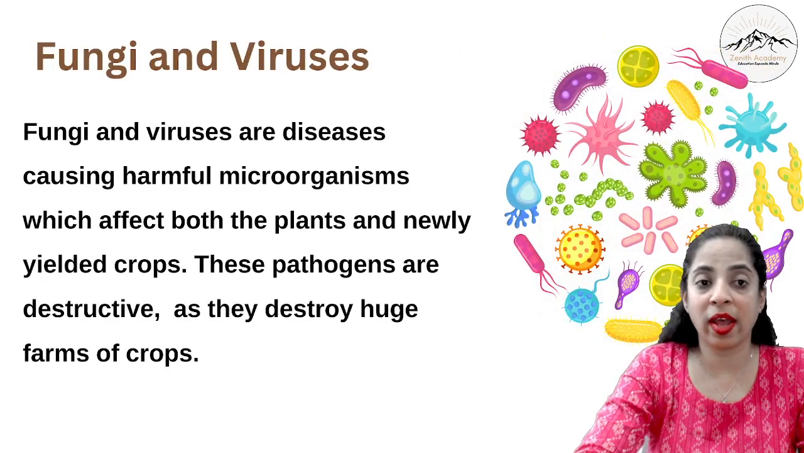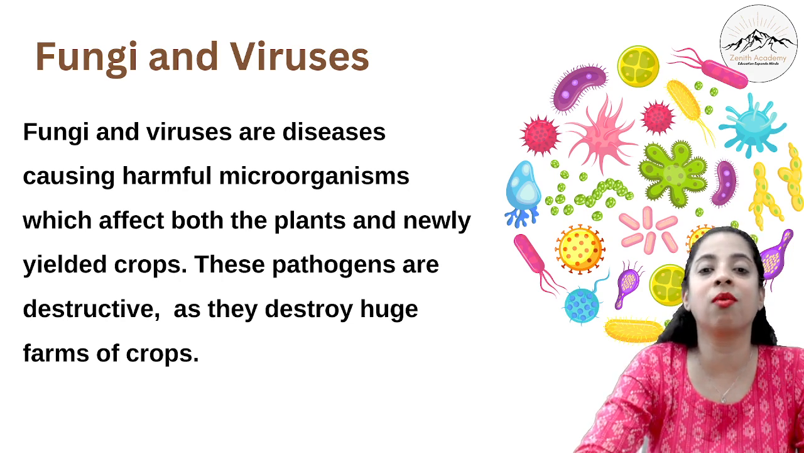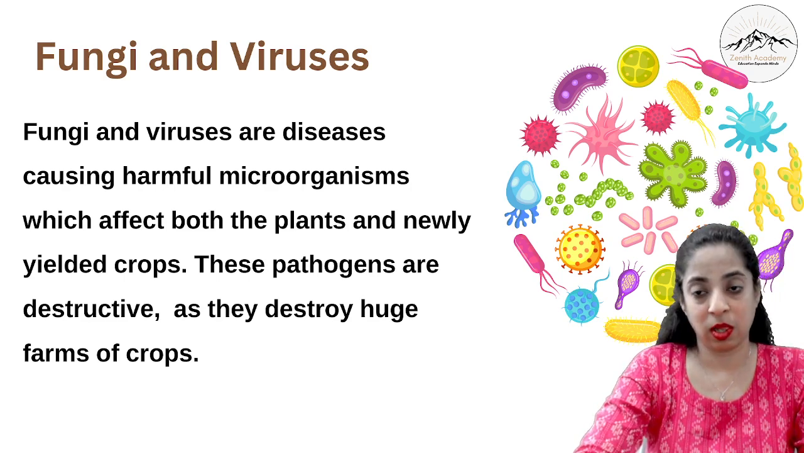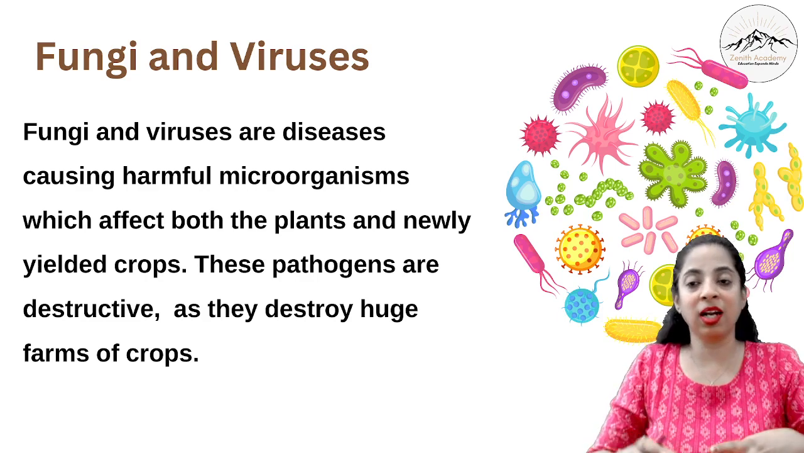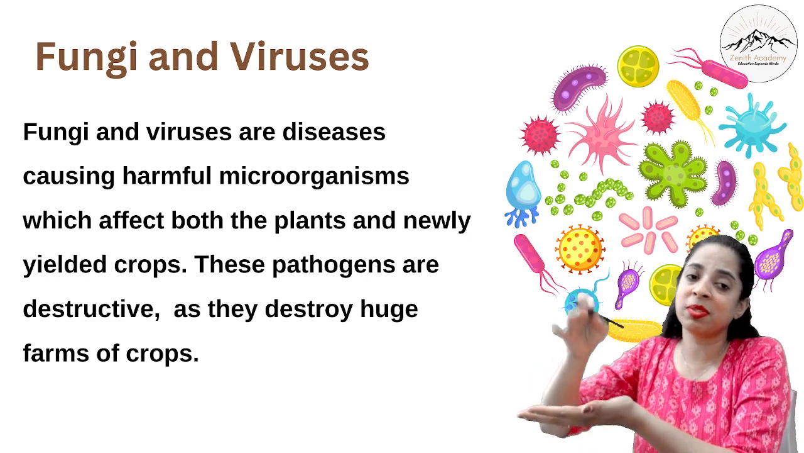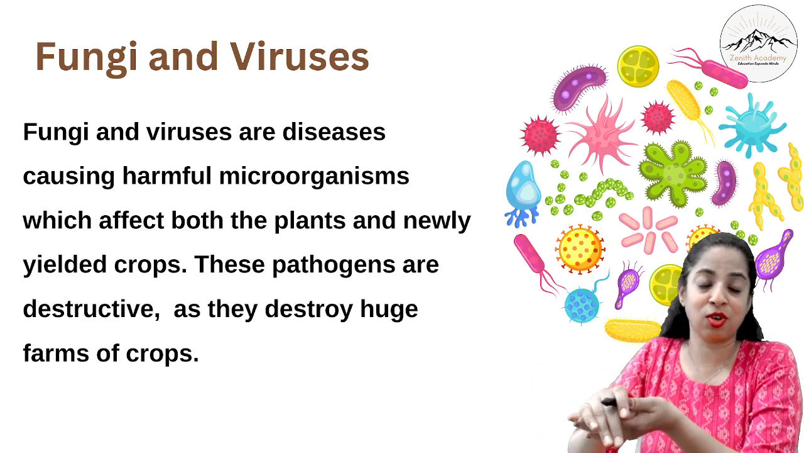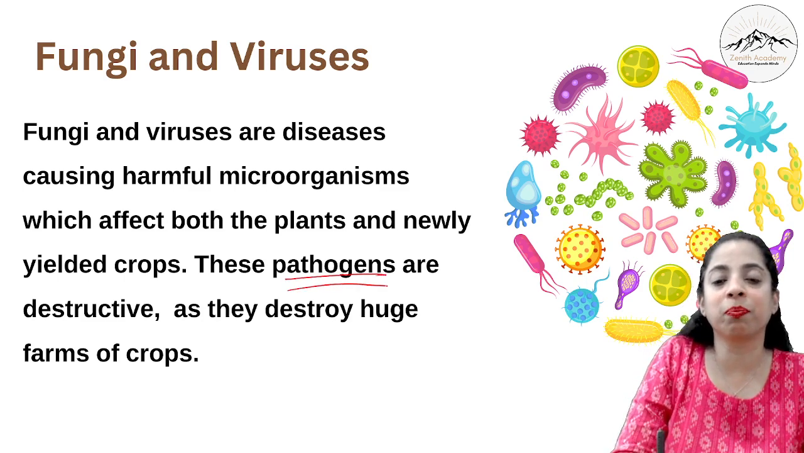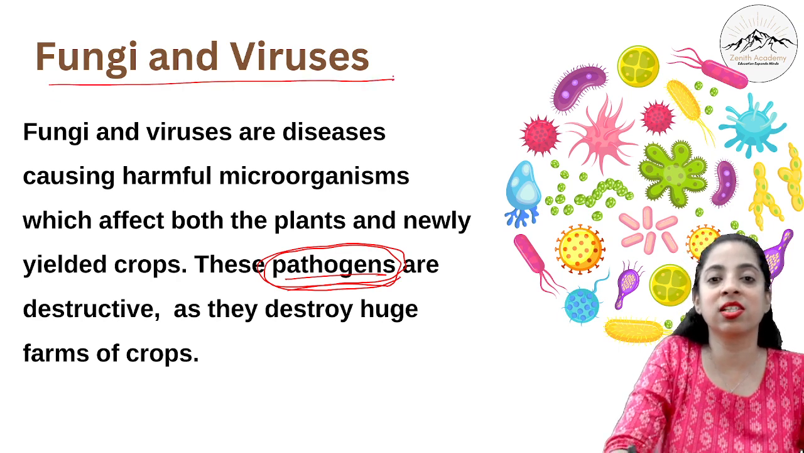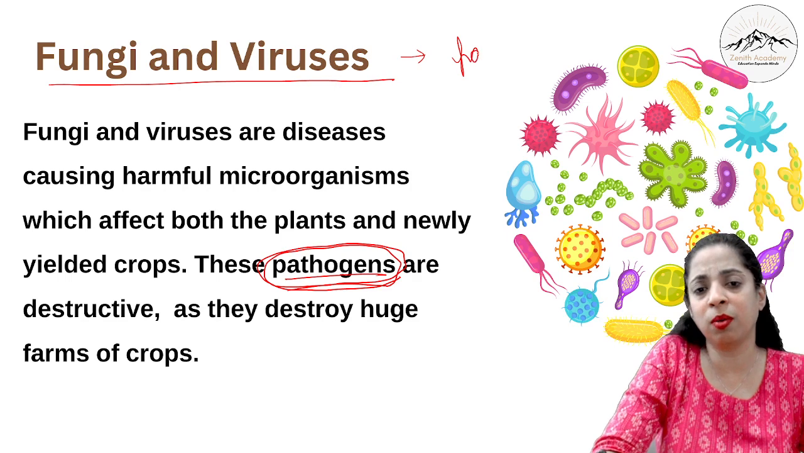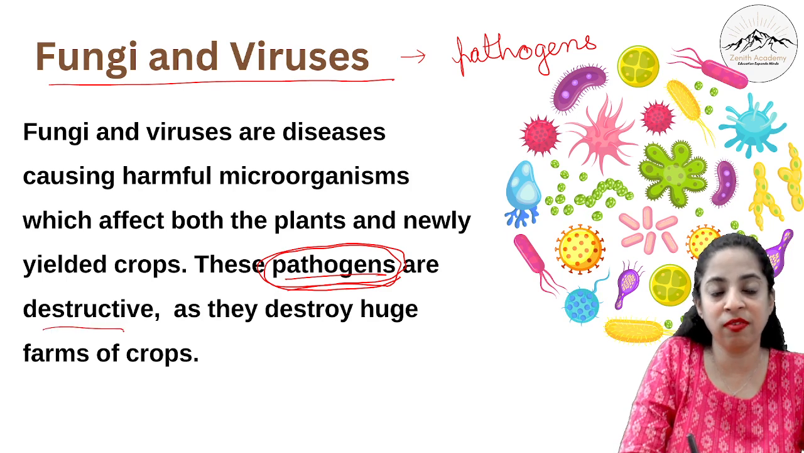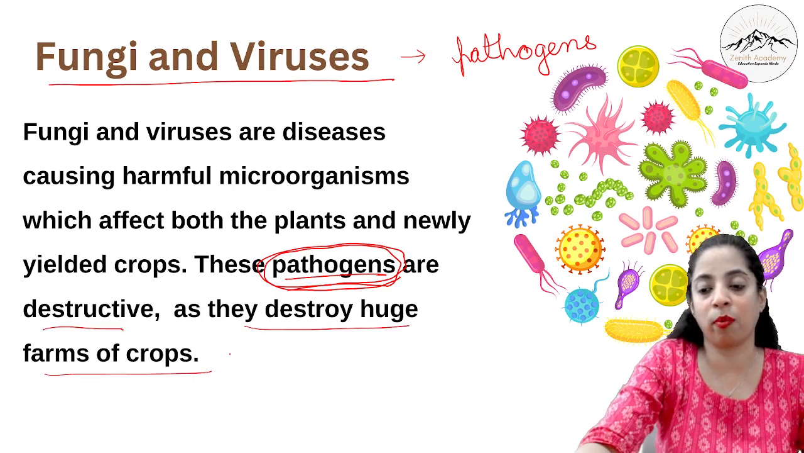Now fungi and viruses. Fungi and viruses are disease causing harmful microorganisms which affect both the plants and the newly yielded crops. So they can affect the plant when it is growing, and once you have harvested, then also the newly yielded crops can be infected by fungi and viruses, okay. Now they are called pathogens because they are causing disease. Disease causing organisms are called pathogens. So fungi and viruses are, in the common term, pathogens. Right. So these pathogens are destructive as they destroy huge farms of crops.